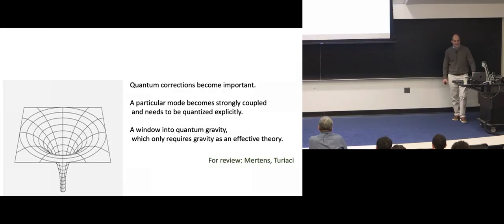Okay, so even though the black hole could be big and so that quantum gravity effects are small, there is a particular mode that becomes strongly coupled, and it needs to be quantized explicitly in the low temperature regime. And so this gives us a window into quantum gravity. We're quantizing really only one mode of gravity, but it's a window into quantum gravity where all we need to know is gravity as an effective field theory and then quantizing this mode. So it's a solvable corner of quantum gravity.